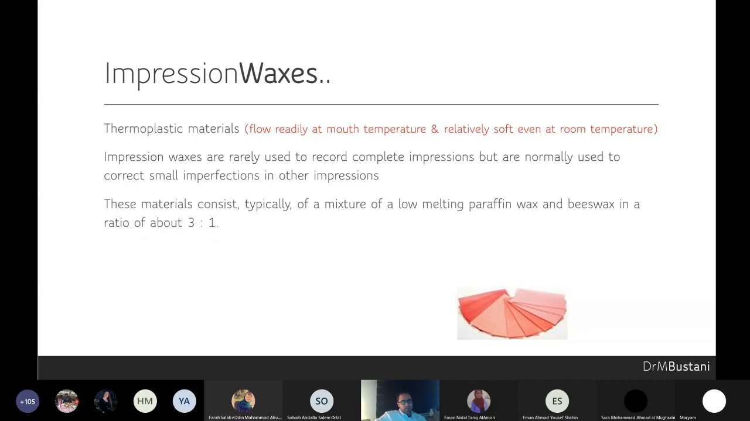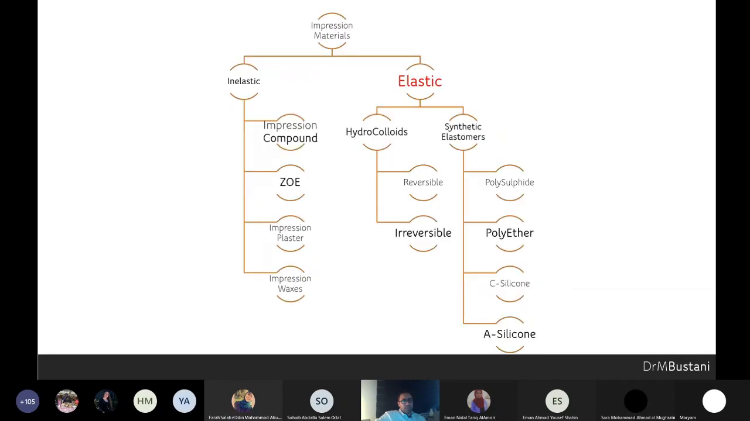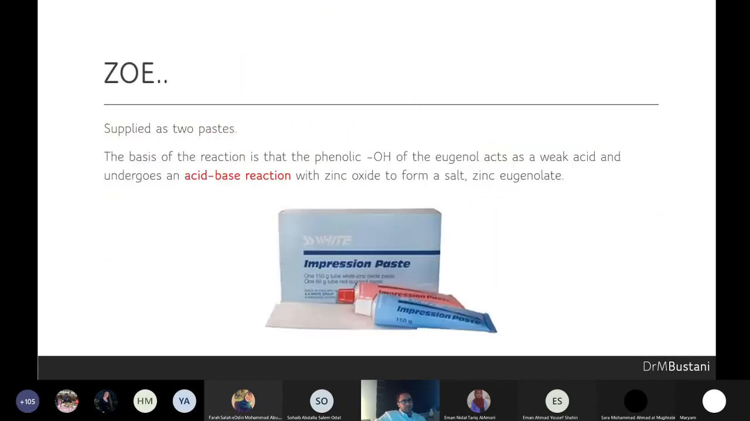The fourth rigid material is the impression waxes, and as we have said, it's mainly used to correct small defects or usually to take bite registration. It's not usually used as an overall impression. Again, it's a thermoplastic material, so when it's heated, it's soft and flowy, and then sets at room temperature. Any questions so far?